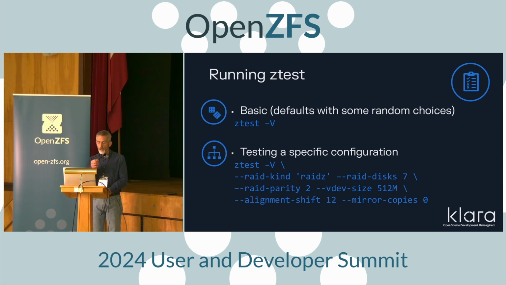As I mentioned, you can test a specific config. So in this example, I want to test RAID Z. I'll specify how many disks I want, how much parity I need, and the size of the disk. Right now it'll create 7 512 meg disks, but I didn't specify the top level, so it would make up to 5 of those, so 35 disks could be made in the run of this test.